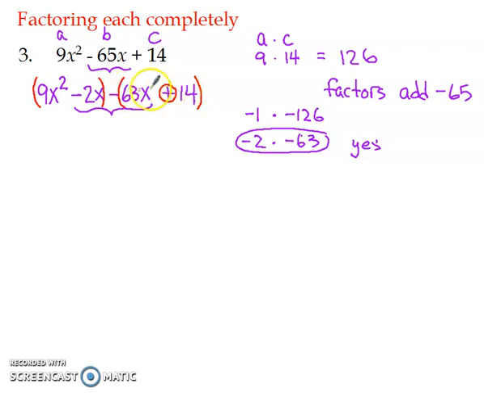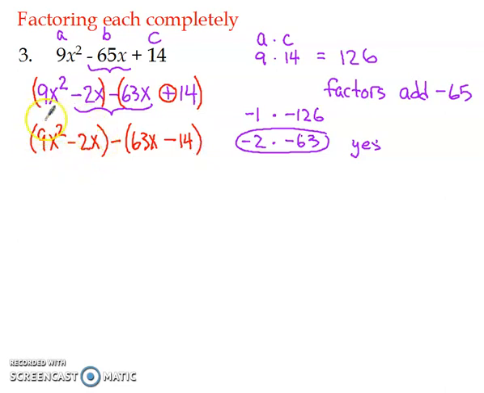At this time, it looks like I have a negative 14 here. I have a negative 63x, which is what we wanted, but I also have now created a negative 14. So I'm going to rewrite this. 9x squared minus 2x, that's one group, minus 63x minus 14. And now the grouping is correct.